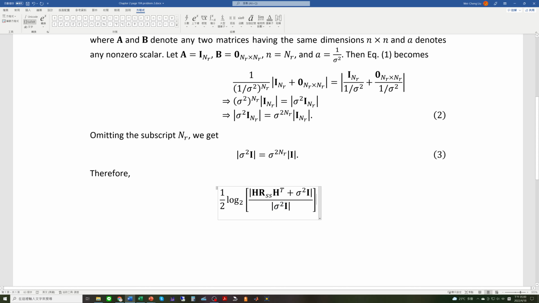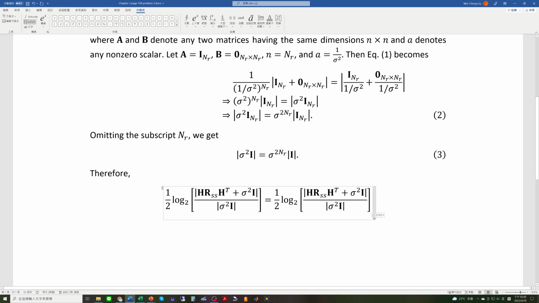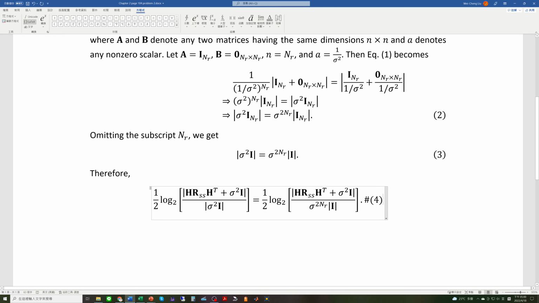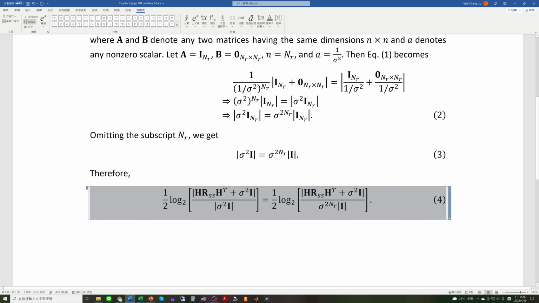Let us copy this and paste here. According to equation 3, the determinant of sigma squared I is equal to this term, so we can replace it here. So this is equal to sigma to the power of 2nr times the determinant of I. And this is equation 4. Okay, good.